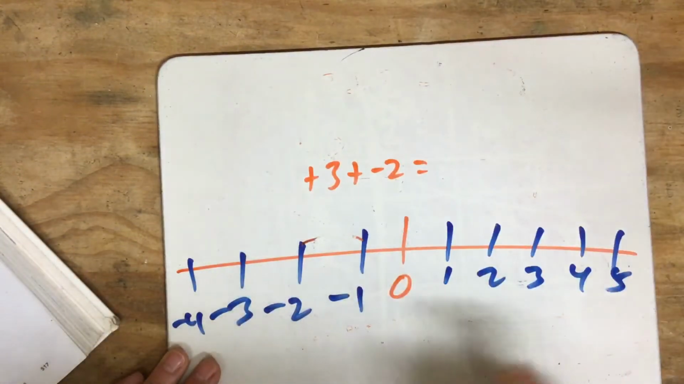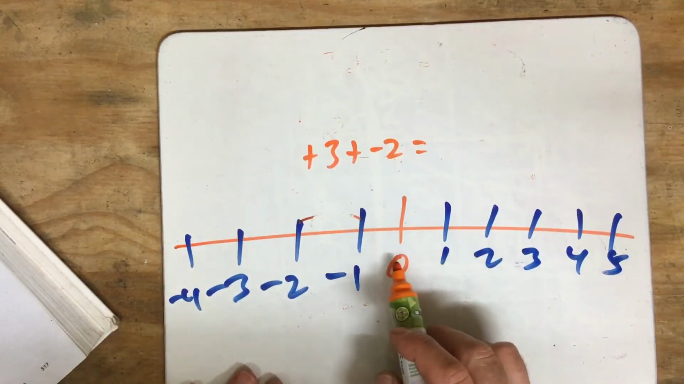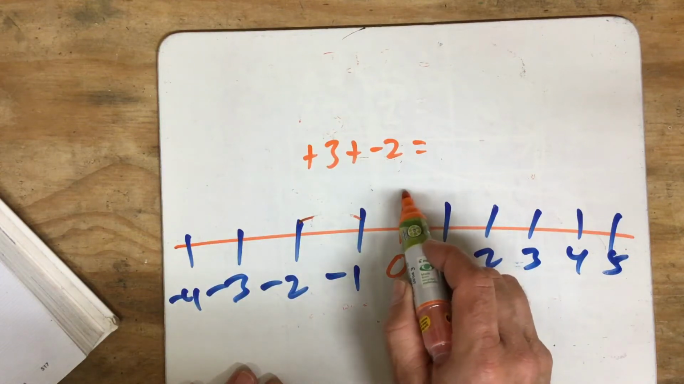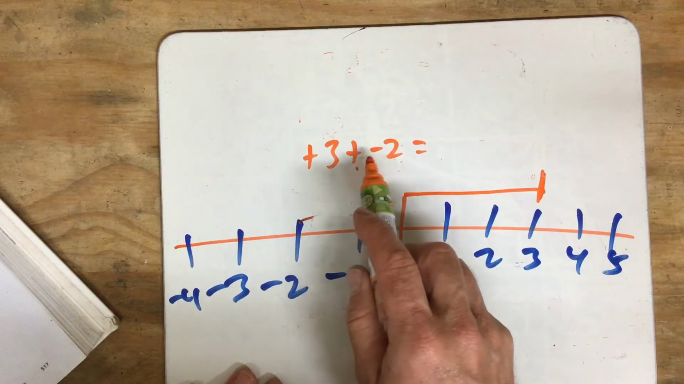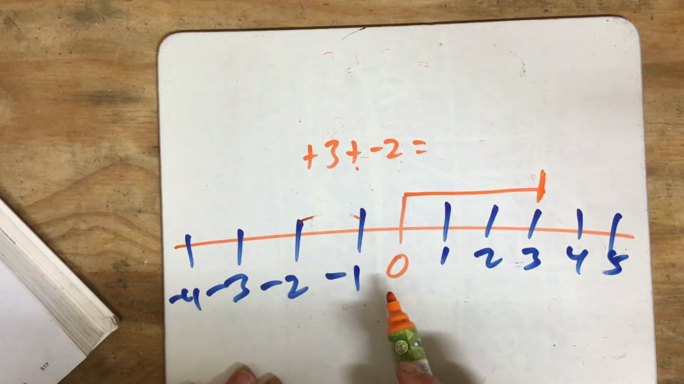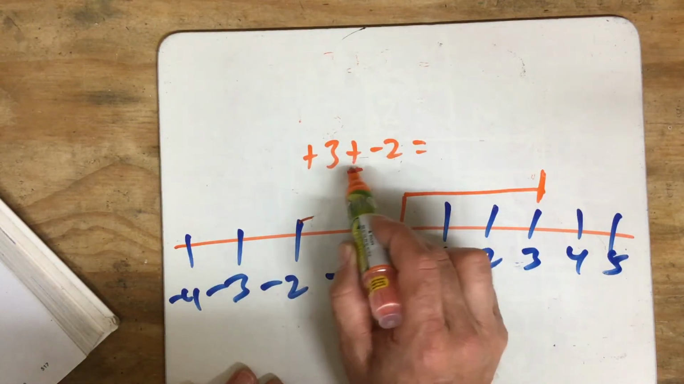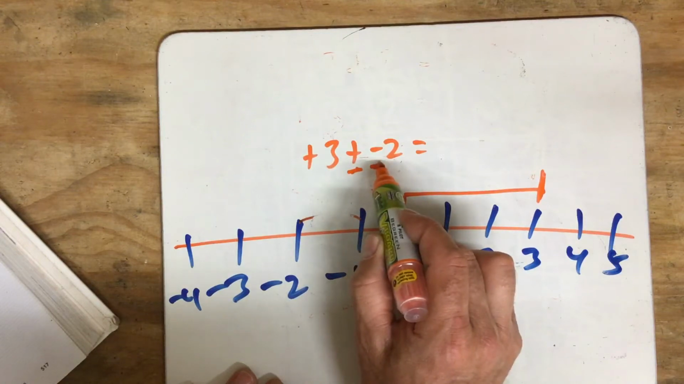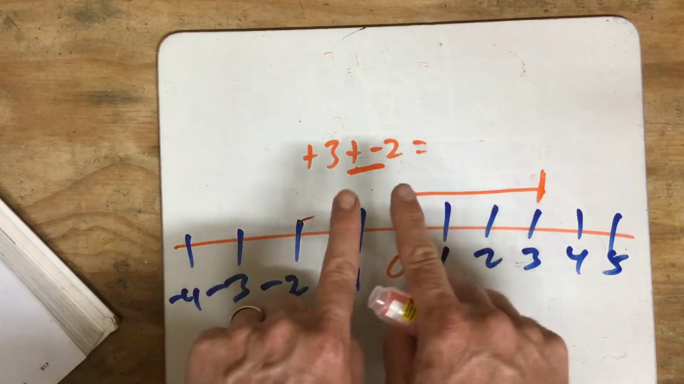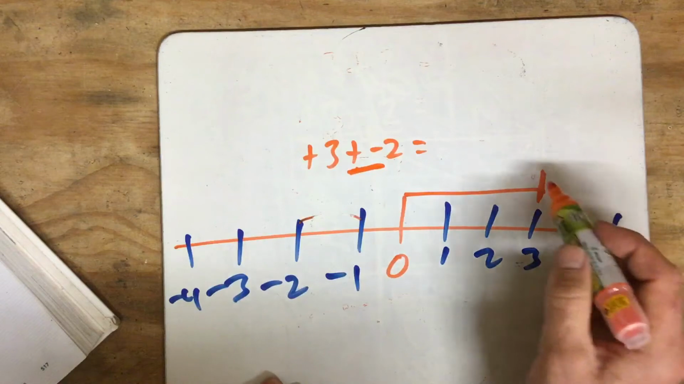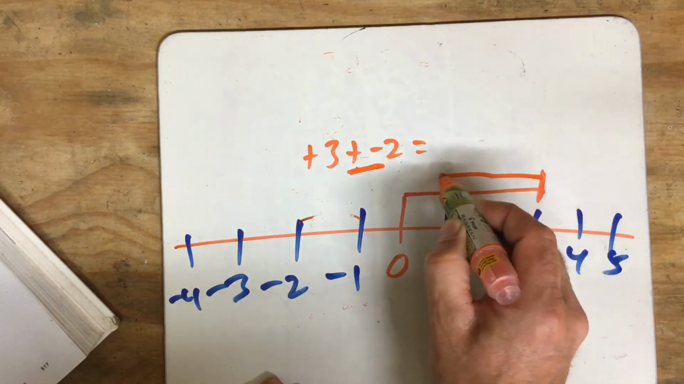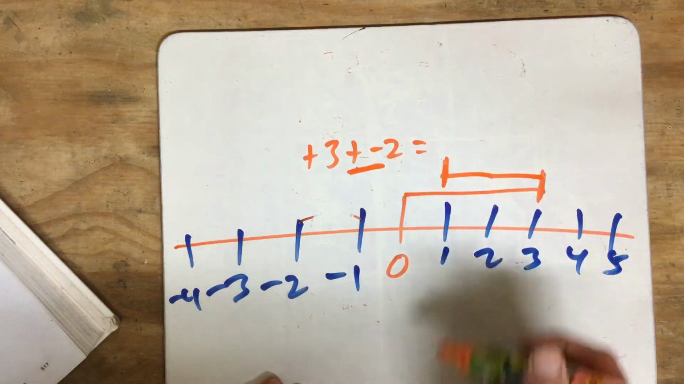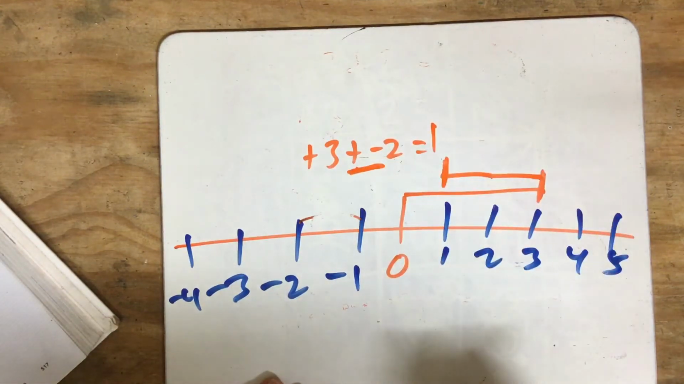Well, let's find it on the number line. We'll start with 0. We go to the +3 first, then we add a -2. Anytime you have two symbols that are different from each other, next to each other, we're going down. All right, so I would go down 2. 1, 2. So my answer would be 1.